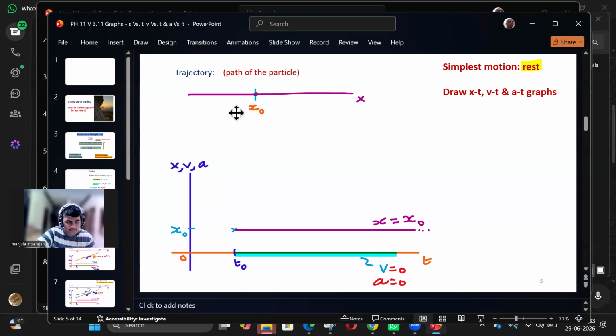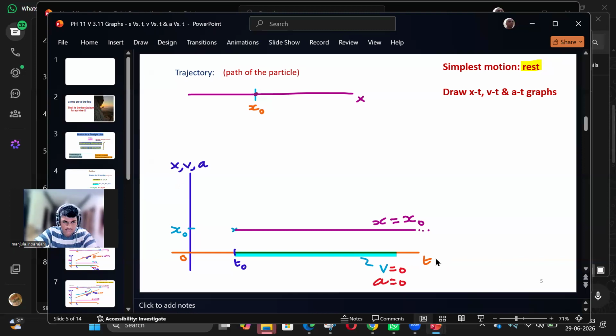So is this clear? For rest, x is constant x naught for all times. And velocity is 0 because it's not moving. And acceleration is also 0 because velocity is not changing. So both v and a will be 0. On the y-axis I've taken all three: x, v, and a. The x-axis is time, because it's an independent variable, no?